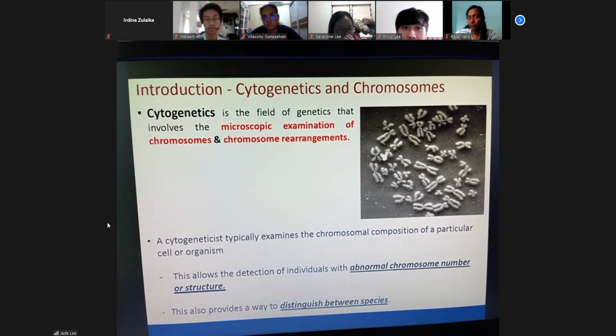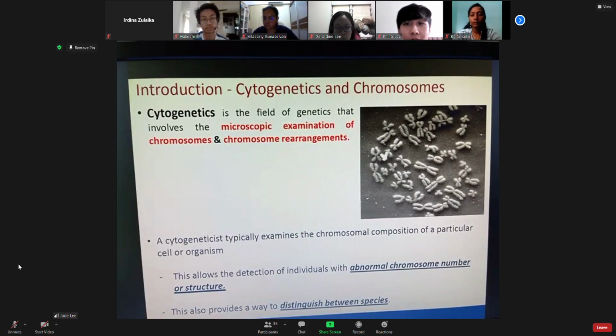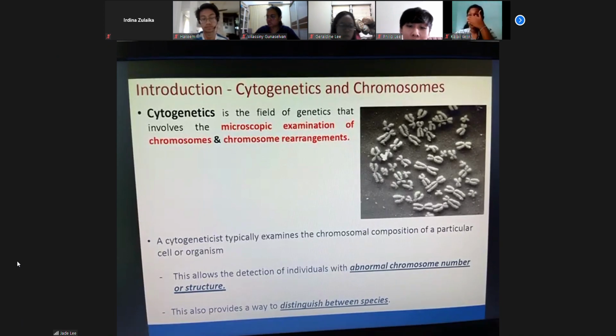It's also used to distinguish between species. Kita dengan burung takkan sama chromosome kan? So this is also one of the criteria that can be used to study and distinguish different species.